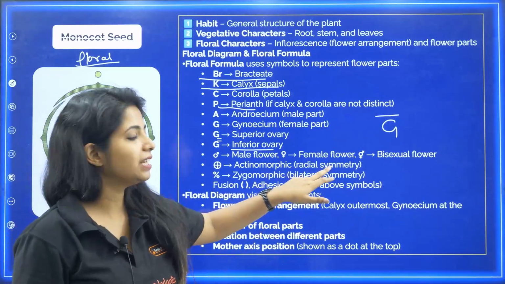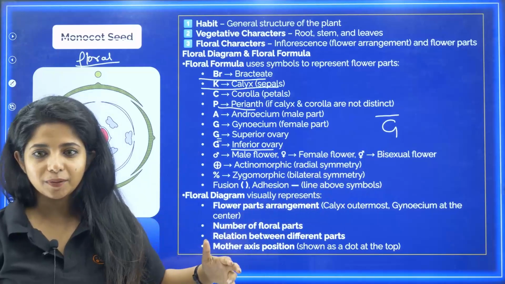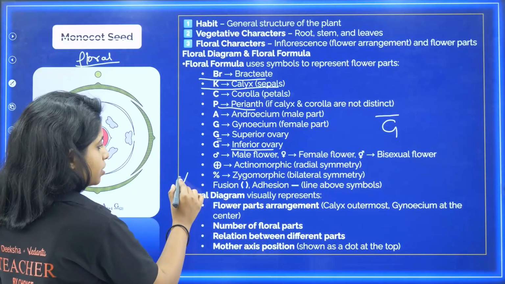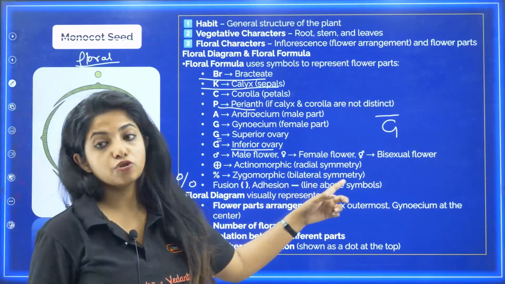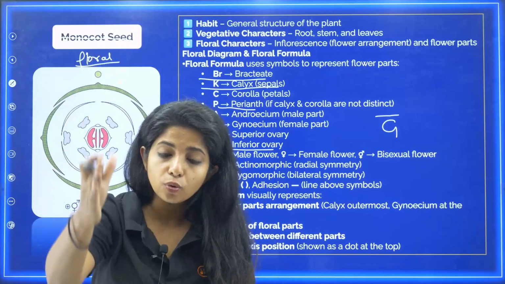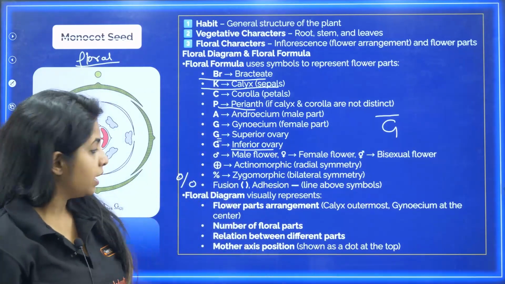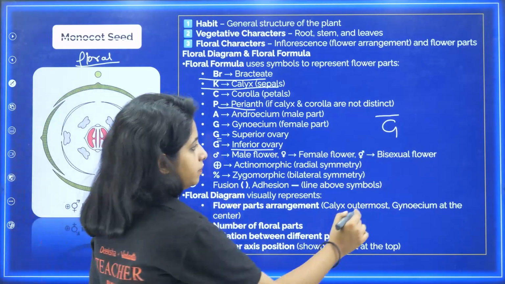It is also known as radial symmetry. You might have studied this in the animal kingdom, right? Now over here, when this comes, that means it is zygomorphic. That means it shows bilateral symmetry, as in you can cut only through one plane into equal halves. Now, fusion is shown by this.